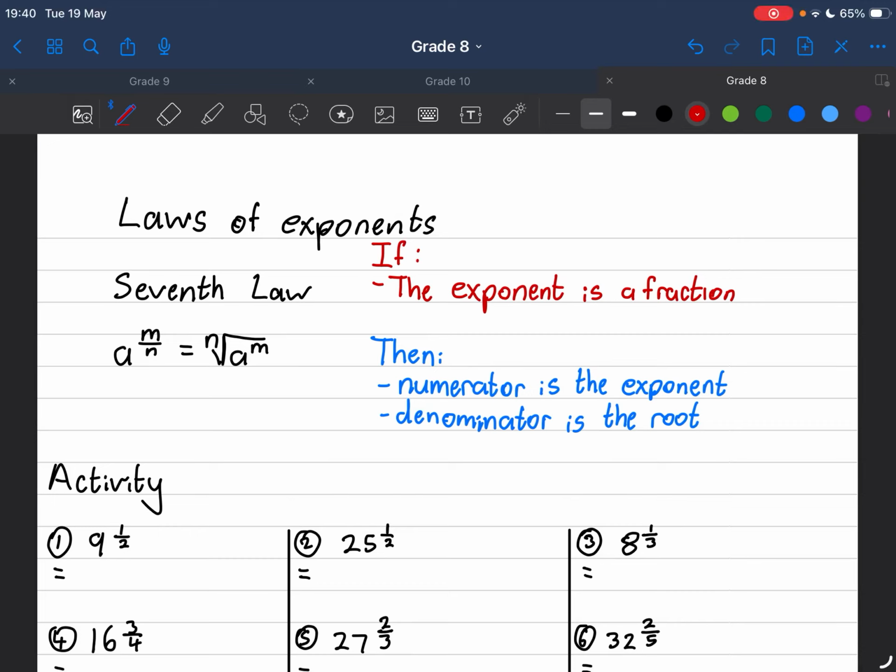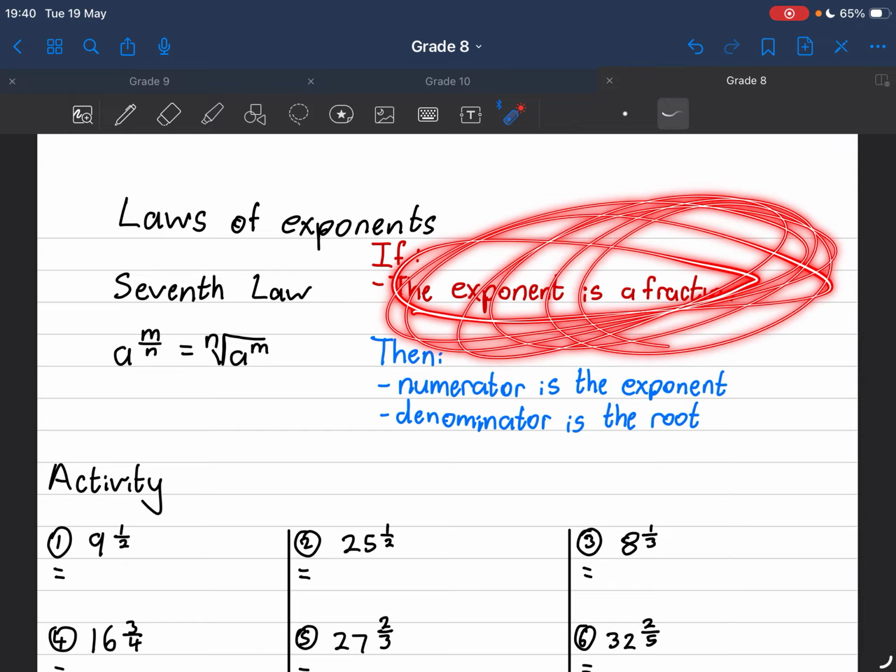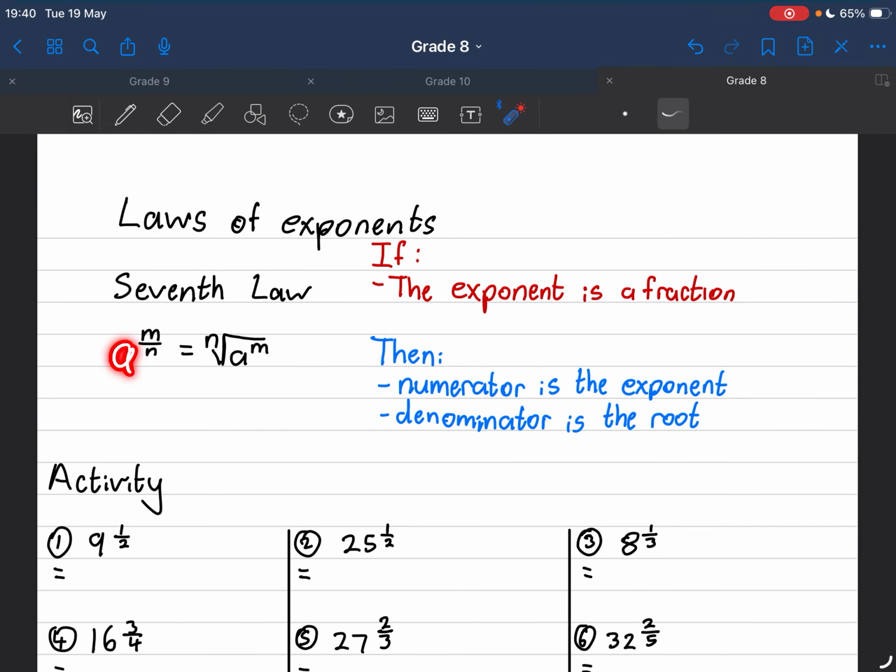The seventh law of exponents is about rational exponents. Now, the idea is this. If you have a to the power m over n, which means the exponent is a fraction, so you've got a base with an exponent m over n, then the numerator is the exponent.